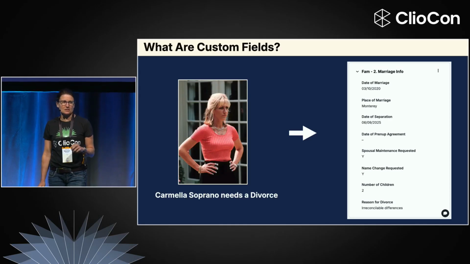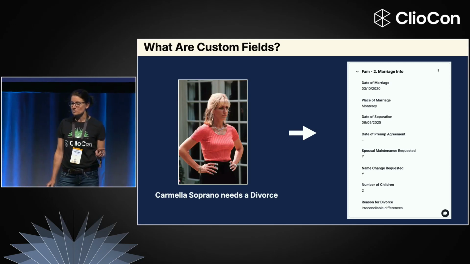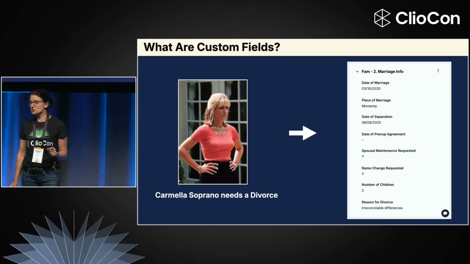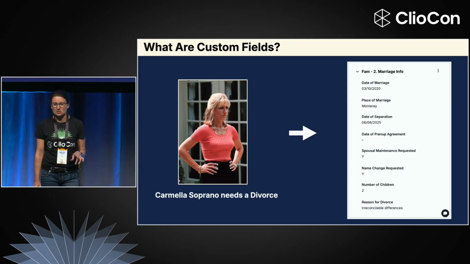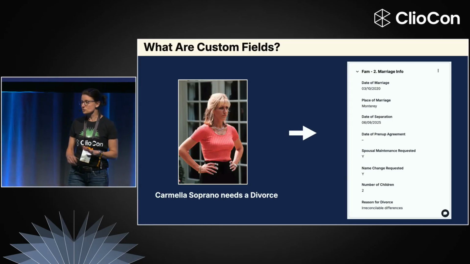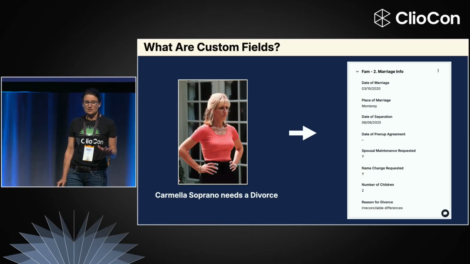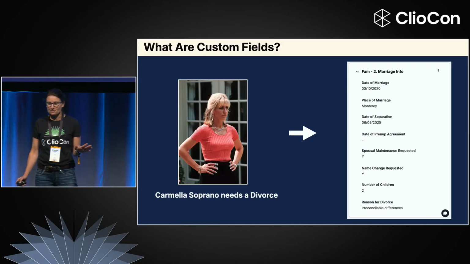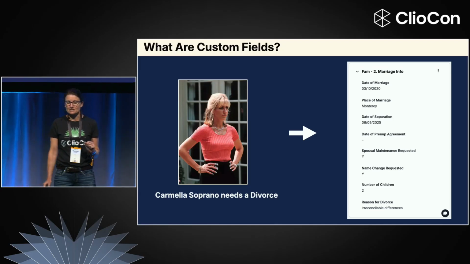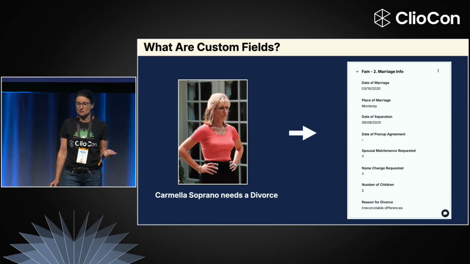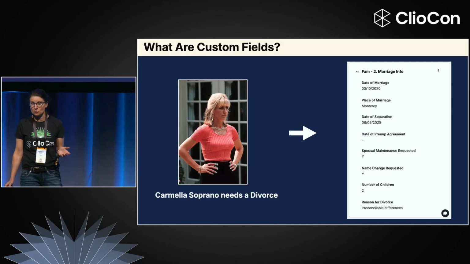Custom fields capture the information that you define, whether it's to track case-specific information like date of marriage, date of separation, or track contact-specific information like social insurance number or date of birth. This information can then be shared and used across all of Clio's products. So in the case of Camilla Soprano needing a divorce, custom fields are things like date and place of marriage, date of separation, and what she's looking for in a divorce.